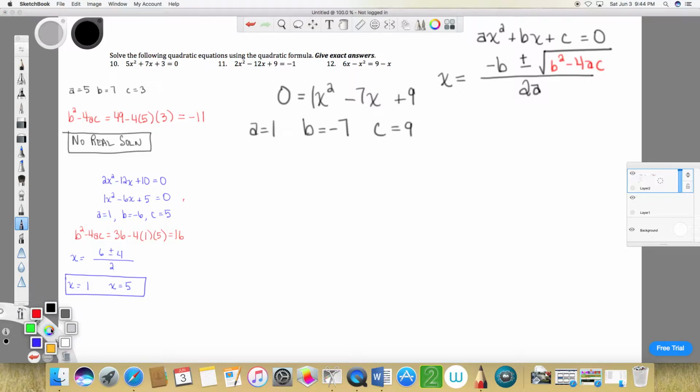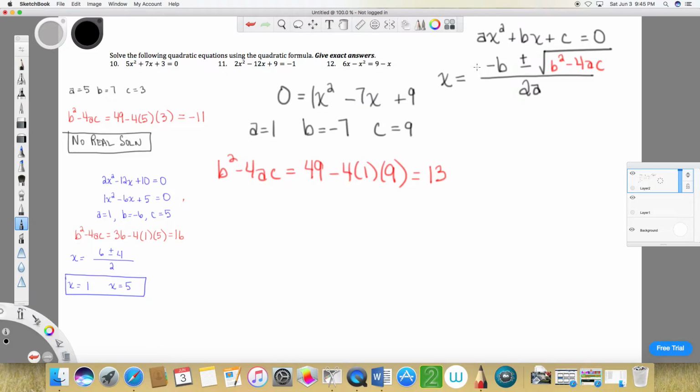Let's come in and find the discriminant. It's the number that's underneath that radical. B squared, well, negative 7 times itself is going to give us 49, minus 4 times 1 times 9. 49 minus 36 is, I believe, 13. Since 13 is not a perfect square, I expect two irrational solutions for this problem.